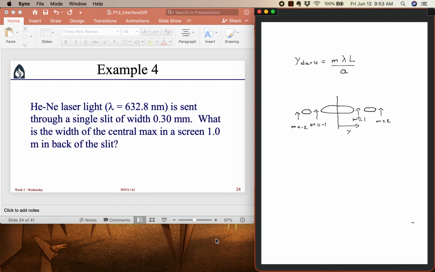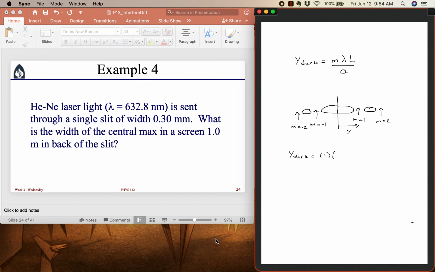If we find the location of this dark spot, m is equal to 1 for this first dark spot to the right of the center of the pattern, and then lambda is the wavelength. Now, since we have different lengths here, L is the distance from the slit to the screen, so that has units of length, and the slit width a has units of length. So we have all of these things with units of length.